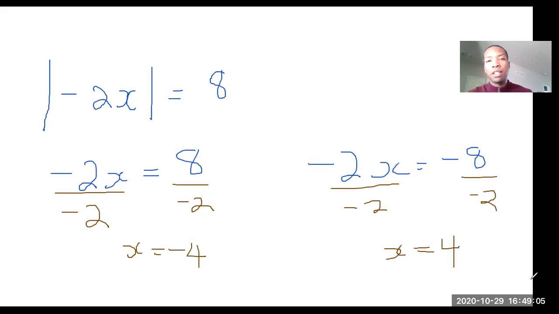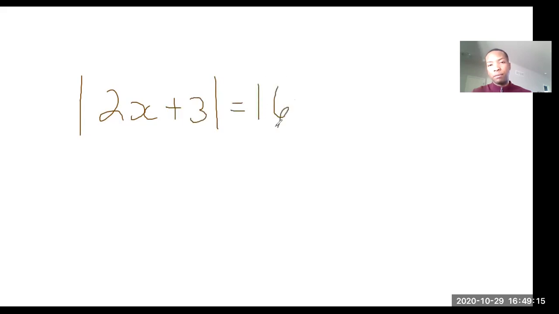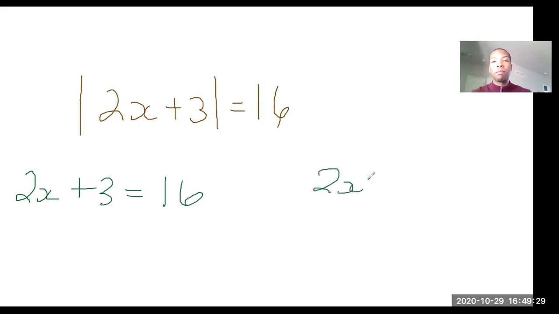Two values. Let's do one more example. If I have the absolute value of 2x plus 3 is equal to 16. Okay. In order for me to solve this, I need to separate the equation in two ways. First way is 2x plus 3 is equal to 16, and 2x plus 3 is equal to -16. All I did was just separate the value into two parts, a positive value and a negative value.